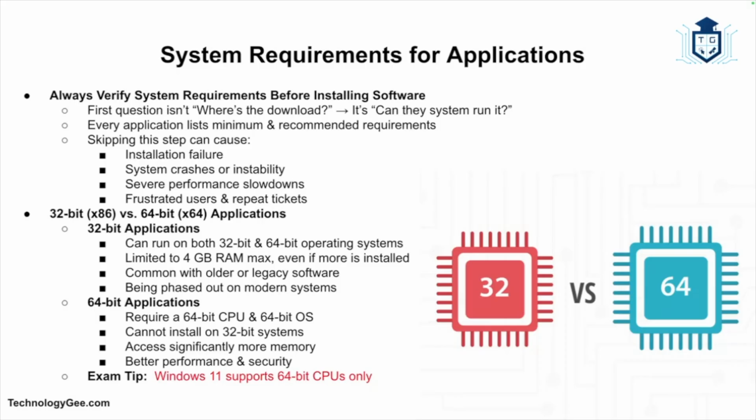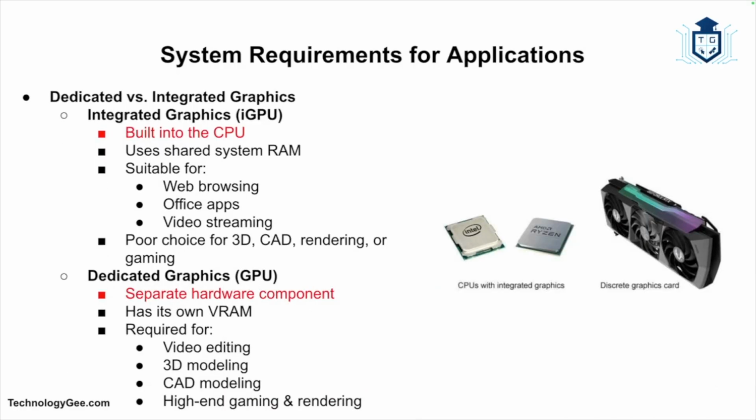So let's say that you're working in IT support for an accounting firm, and one of your accountants wants to install a new version of QuickBooks that requires a 64-bit operating system. Now you check their PC and you realize they're still running a 32-bit version of Windows 10. In this case, the application will not even install. So your recommendation will be to back up their files and upgrade them to Windows 11 64-bit before installing the new software.